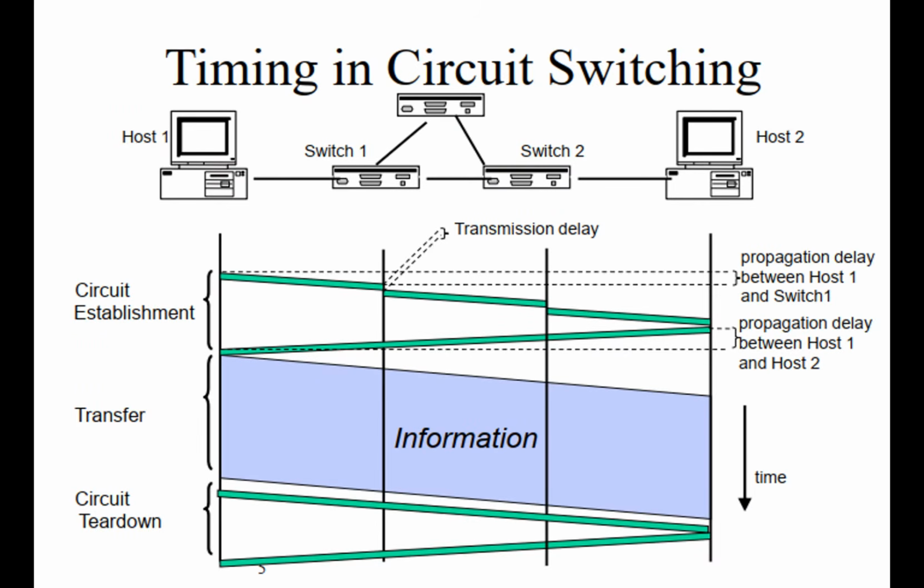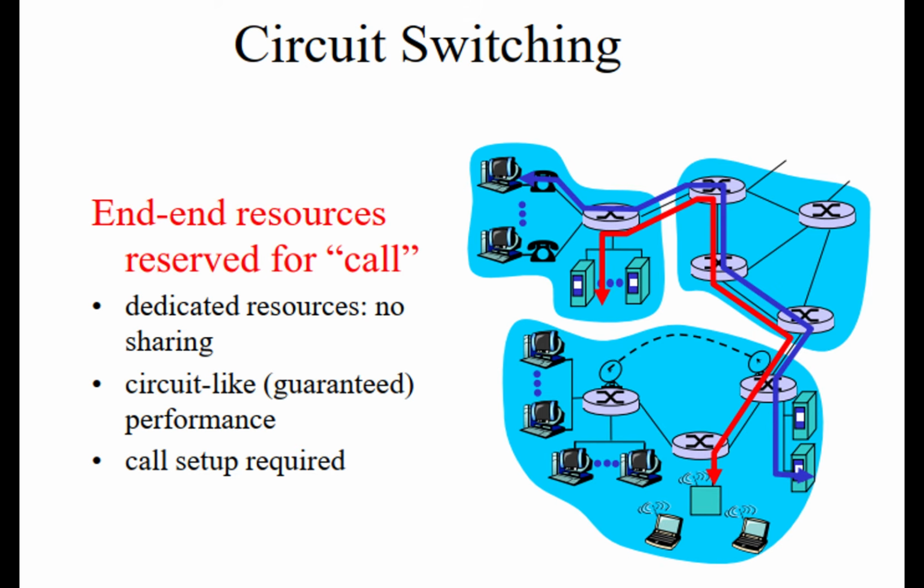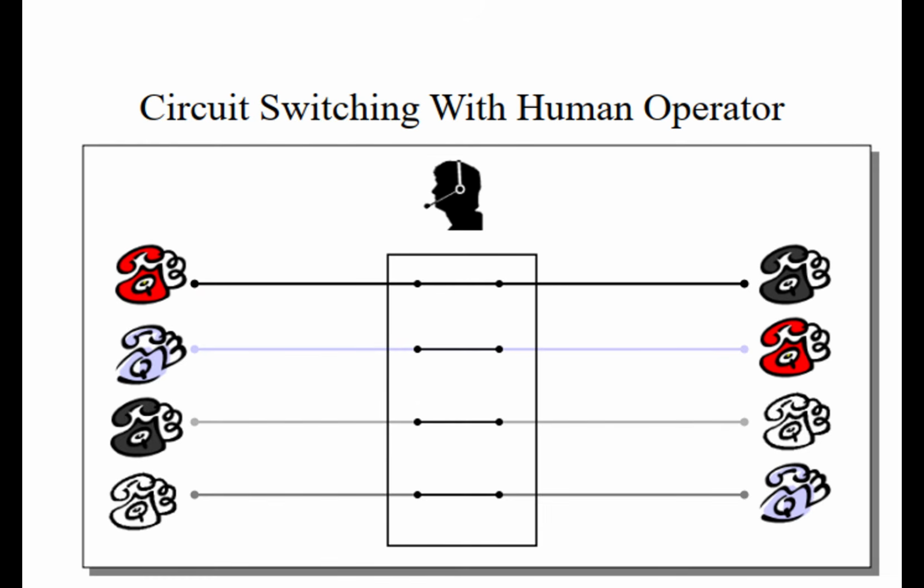Timing in circuit switching: circuit establishment, transfer, circuit teardown, host 1, host 2, switch 1, switch 2, propagation delay between host 1 and switch 1, propagation delay between host 1 and host 2, transmission delay time. Circuit switching: end resources are reserved for the call. Dedicated resources, no sharing. Circuit-like guaranteed performance. Call setup required. Circuit switching with a human operator.